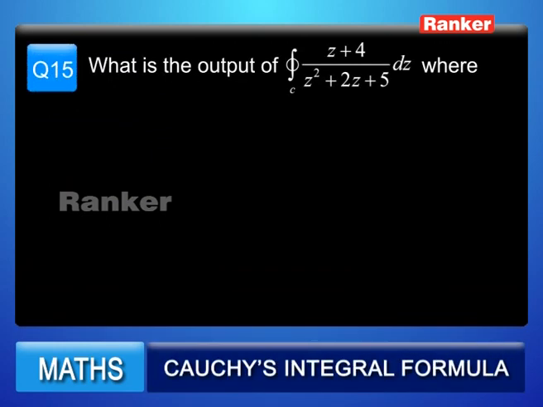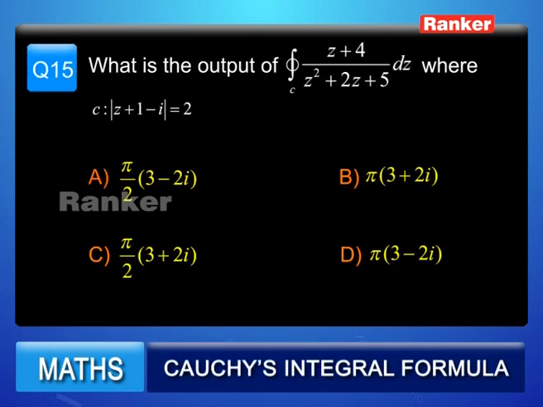Question number 15. What is the output of the contour integral of (z plus 4) by (z square plus 2z plus 5), where c is the circle mod z plus 1 minus I is equal to 2.